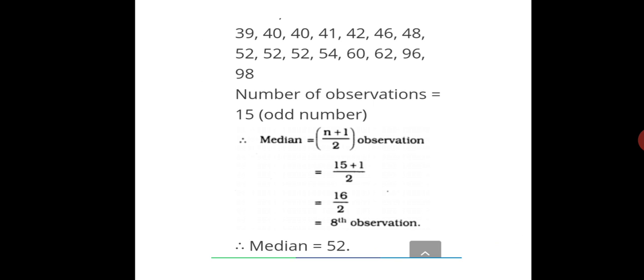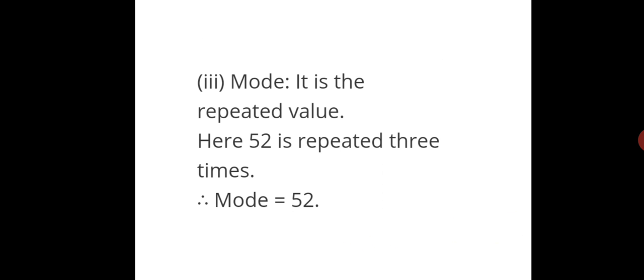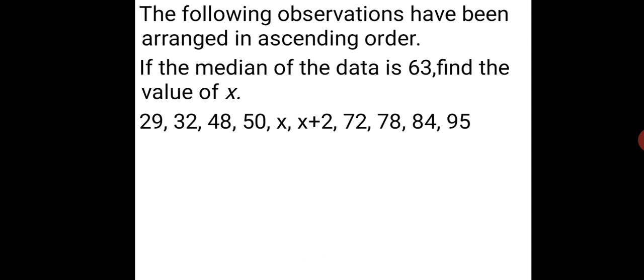And what is mode? Now mode is the most repeated number. So what is the number repeated here? So 52, it comes here thrice. So 52 is the mode of the given data. Now let us go to the next question.